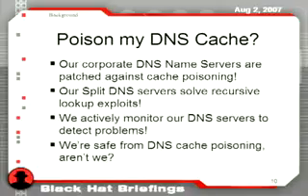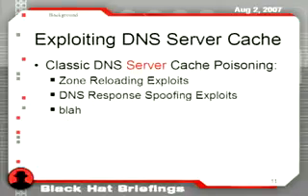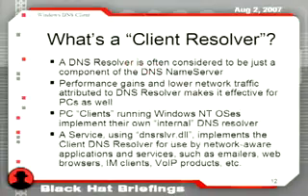And I guess the question is, well, yeah, the classic DNS server poisonings were zone reloading exploits, response spoofs, and things like that, and those are pretty safe. But what we're talking about here is a client resolver. When you think of a DNS resolver, people think of it as part of a server. Actually, it turns out the performance gains and low network traffic that you get from a resolver work really well in a PC. So instead of me having to go out on my dial-up connection and look something up, I can have a cache of IPs for particular names, and I get better performance.